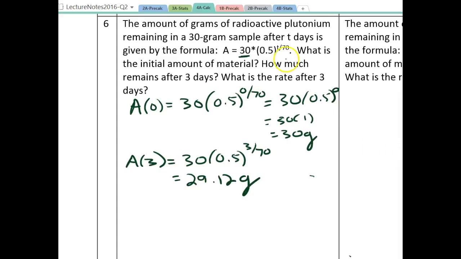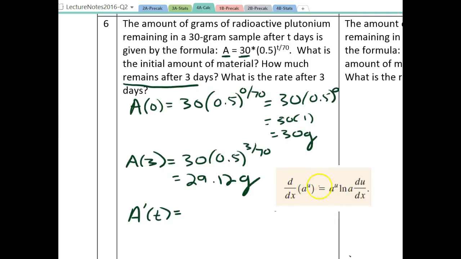Okay, now it says, what is the rate after 3 days? These are two different questions. How much remains after 3 days? That's the A function, because A is how much remains after t days. But there's a whole other matter to ask: what is the rate of change after 3 days? In that case, we have to find the derivative, the first derivative, because that's going to be grams per day, grams per time or day. So I have to take the derivative of this.